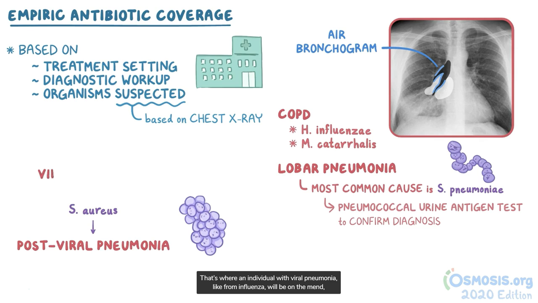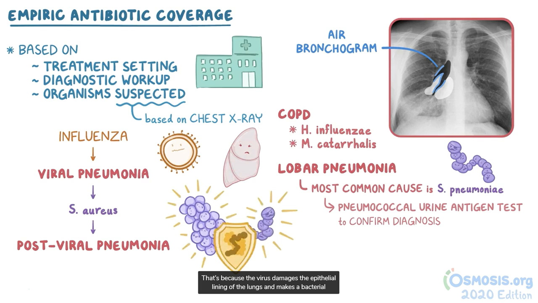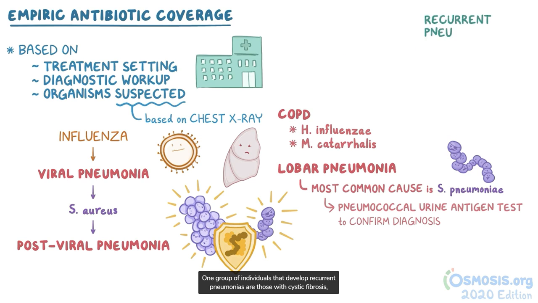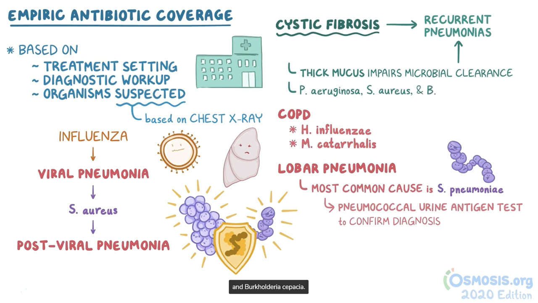That's where an individual with viral pneumonia, like from influenza, will be on the mend, and then will suddenly get sicker. That's because the virus damages the epithelial lining of the lungs, and makes a bacterial superinfection with Staphylococcus aureus or Streptococcus pneumoniae much more likely. One group of individuals that develop recurrent pneumonias are those with cystic fibrosis, because the thick mucus in the airways impairs microbial clearance. Common organisms implicated in cystic fibrosis include Pseudomonas aeruginosa, Staph aureus, and Burkholderia cepacia.